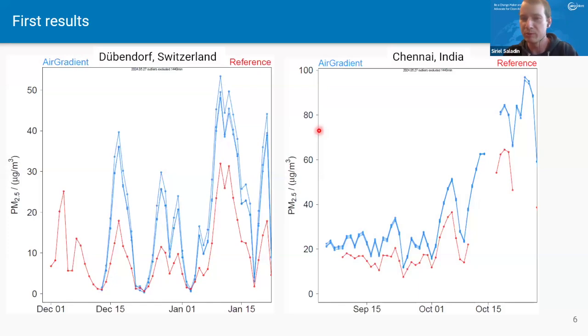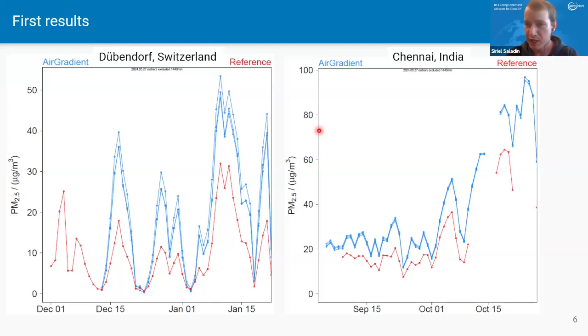And this is just like 2 plots as a first result. On the left, we see a plot with data from Switzerland. On the right, we see data from India, Chennai. A total of 50 days, I think, for each of the 2 plots. And in red, we see the reference data, and in blue, we see the AirGradient. And if you watch carefully, you can see multiple blue lines. That's because we have multiple open air monitors at the same location. So this plot doesn't only allow us to compare between AirGradient and the reference. We can also look at the variation within the AirGradient monitors themselves.